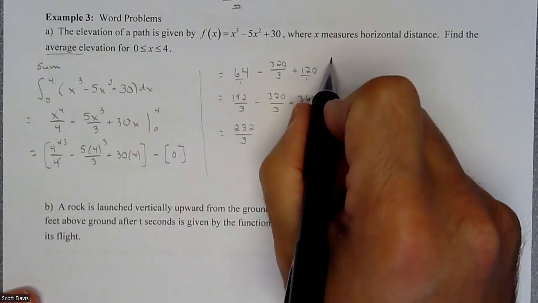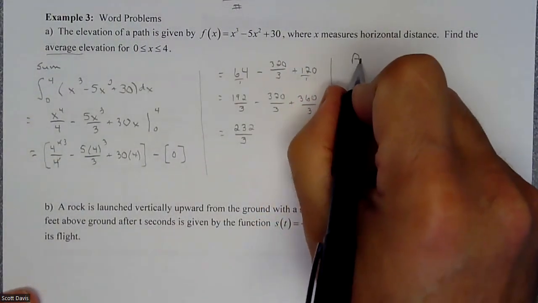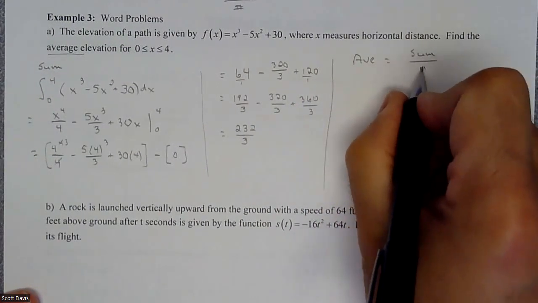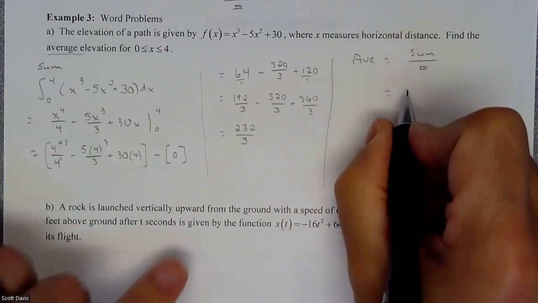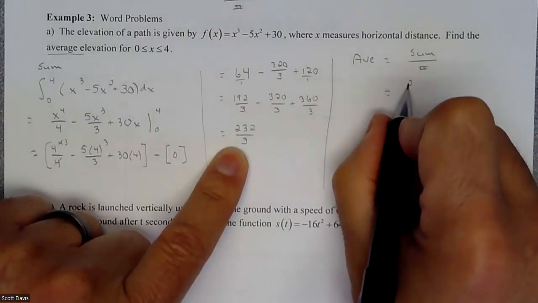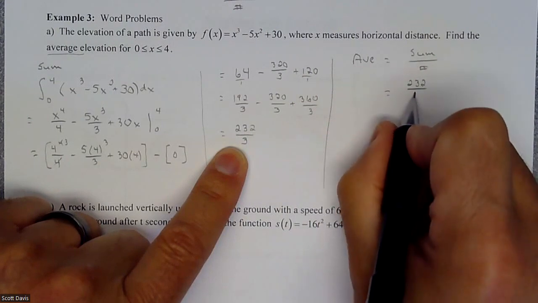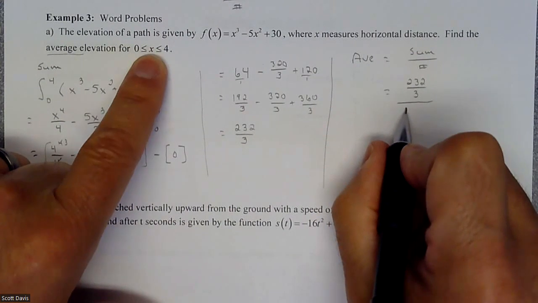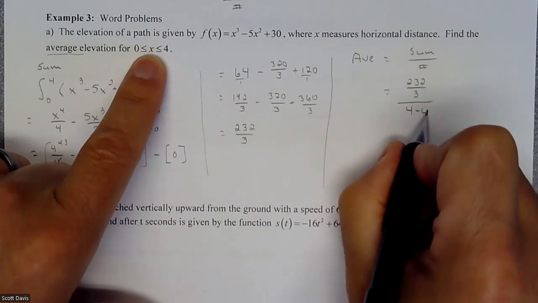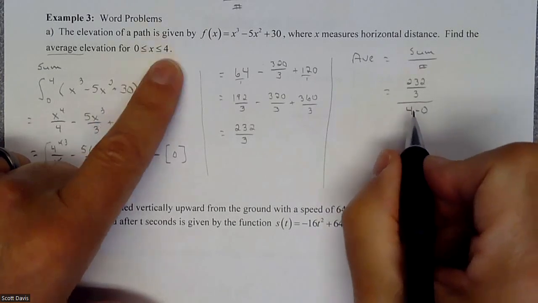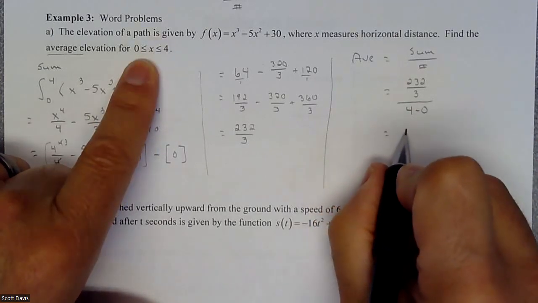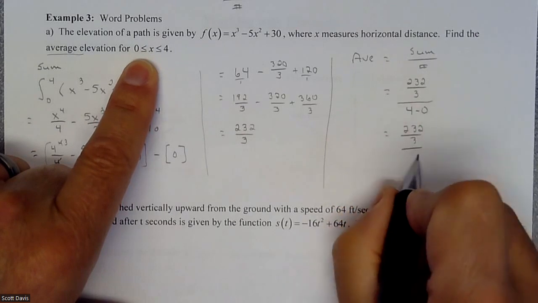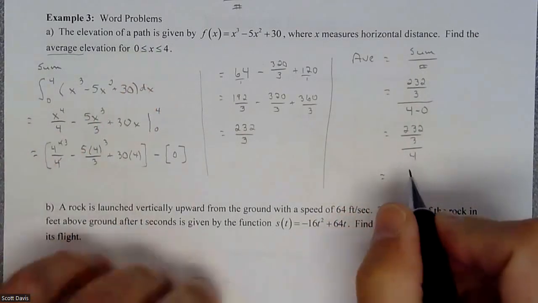So then to do the actual average, we are going to need the sum divided by a number. That sum is 232 thirds divided by number. We're going to go from 0 to 4, so that distance is 4. The math is we're subtracting the top big number minus the smaller number. And so we're getting 232 thirds over 4.